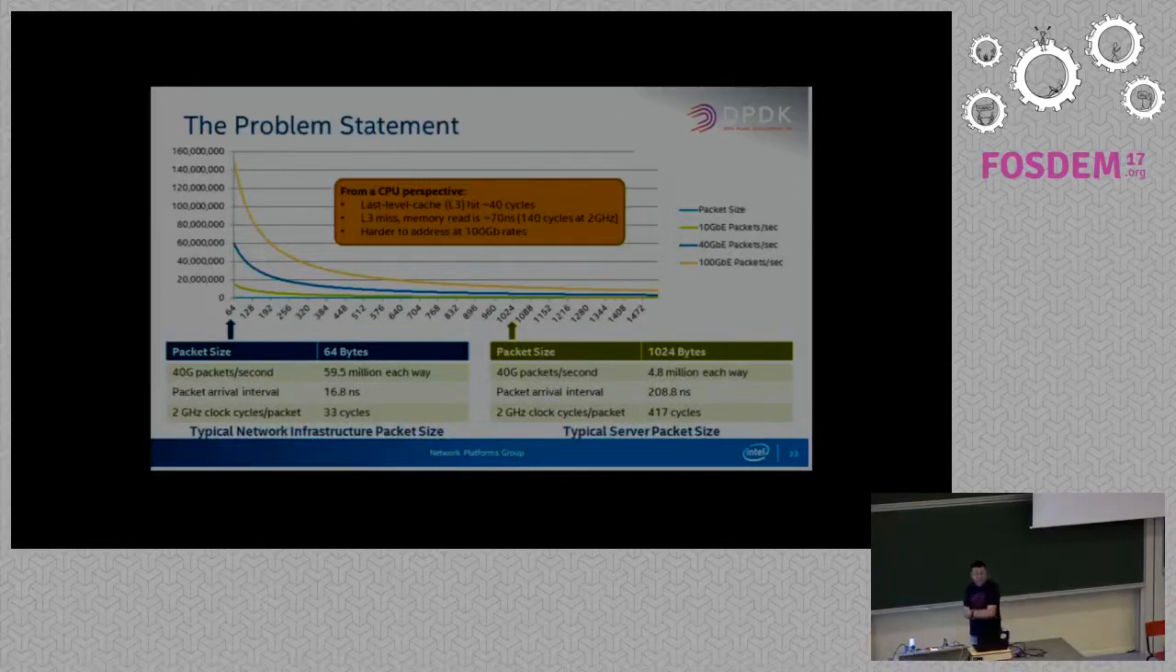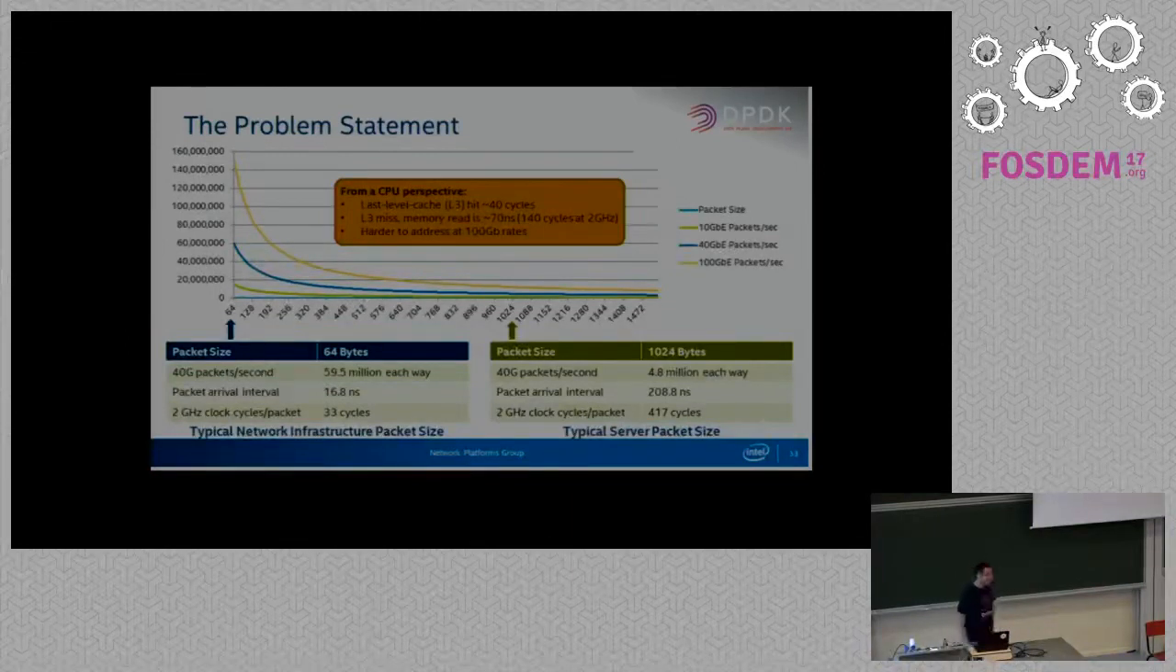So in each 16 nanoseconds, you have a new packet. So if you are doing forwarding or doing something, you need to handle that packet in that time frame. And if you have a 2 gigahertz CPU, that means only 33 cycles. So that's too little.